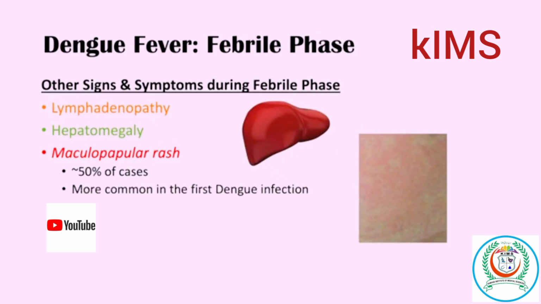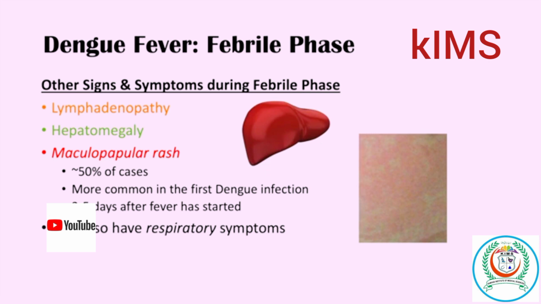And it's more common in the first dengue infection. So if someone gets dengue fever for the first time, they're more likely to have the maculopapular rash compared to if they were to be infected with dengue fever a second or third time. And the maculopapular rash generally erupts about 2 to 5 days after fever has started. And dengue fever can have some other symptoms that are less common, including respiratory symptoms like cough, nasal congestion, and sore throat.